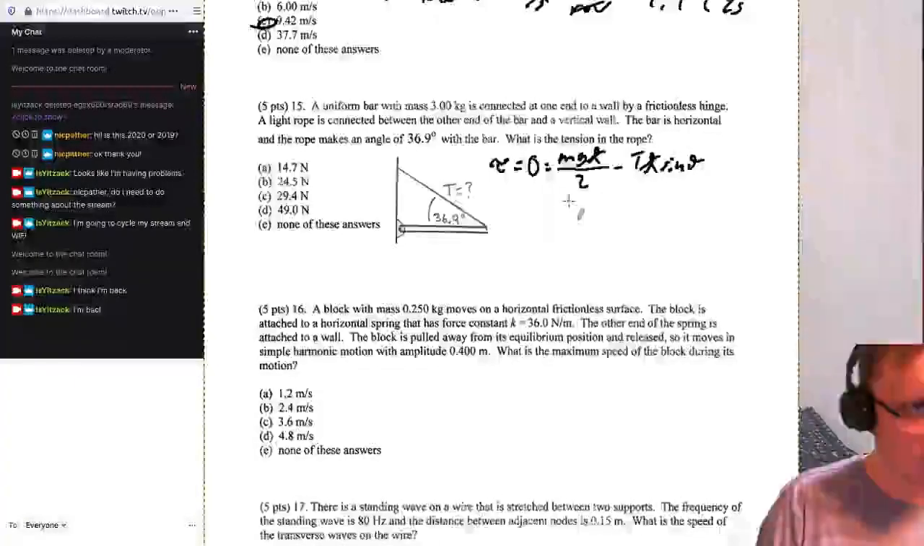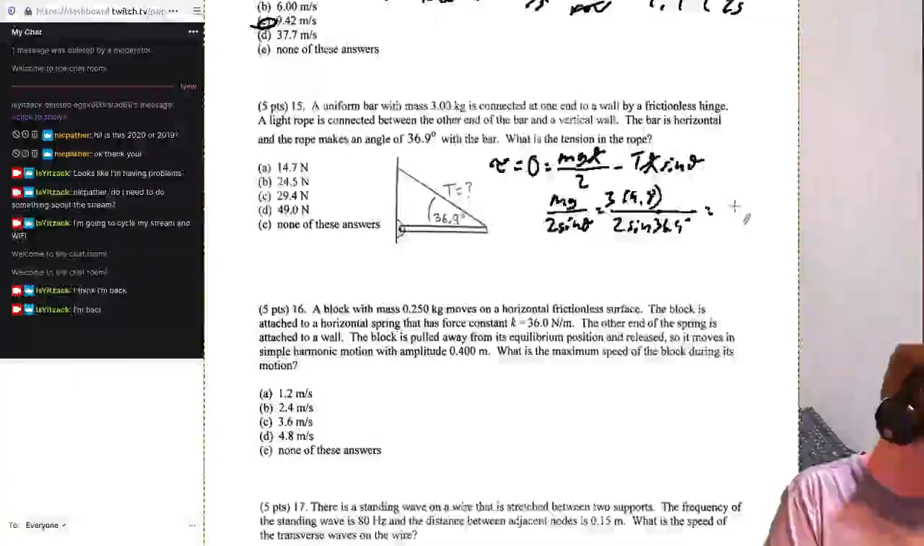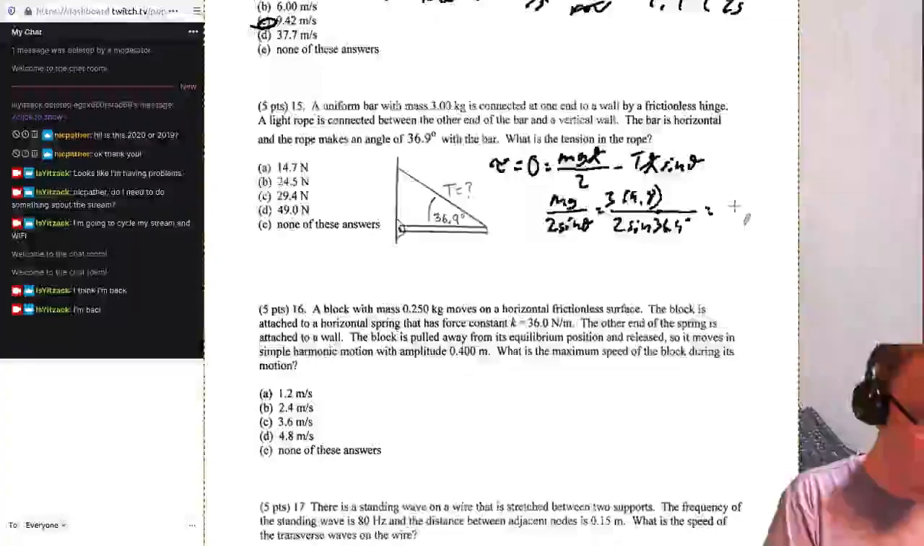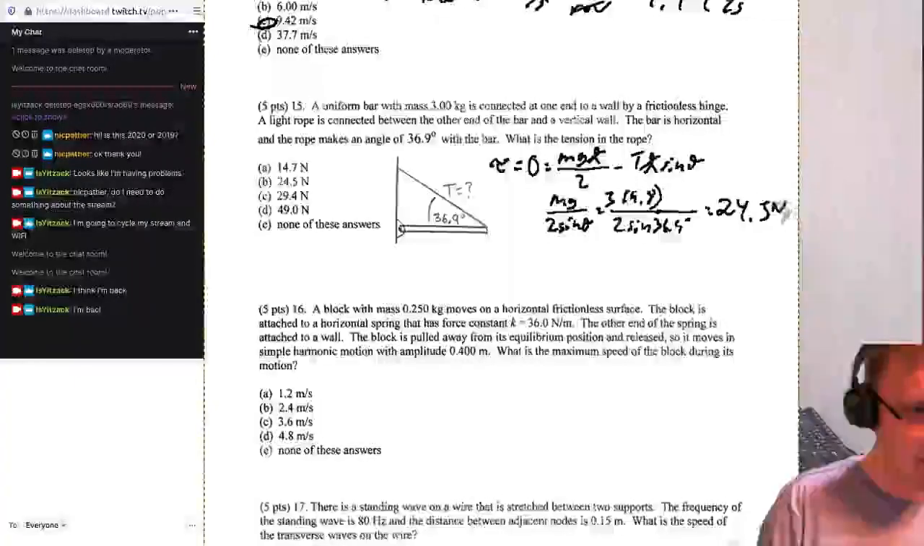What are we looking for? Tension. So we end up with mg divided by 2 sine theta. m is, let's see here, 3 kilos, times 9.8 divided by 2 times sine of our 36.9 degrees, which is 24.5 newtons.